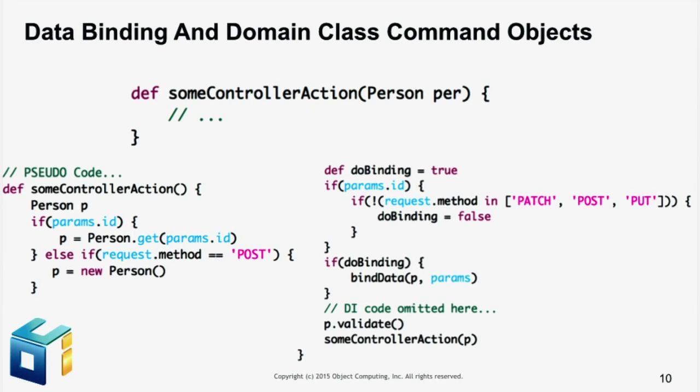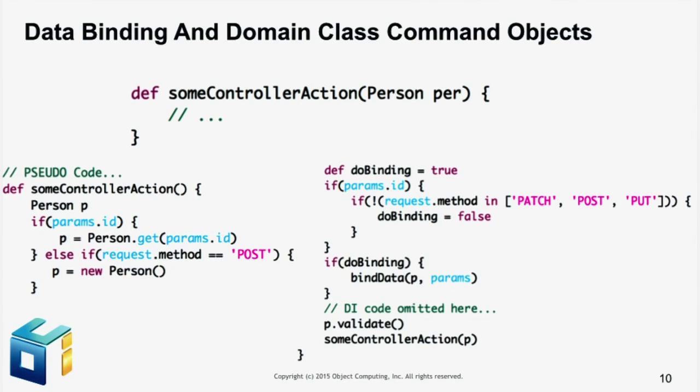So if params.id does exist, then we'll check to see if this is a patch, post, or put request. And if it is a patch, post, or put request, then we're going to turn off, is that right? Oh, there's a not in front of that. If it's not a patch, post, or put request, then we're going to turn off data binding. So even if this controller action is accessible via a get, for example, you can't send a get request to this controller action and put some request parameters out there and sneak some data into the system through the built-in data binding system. Data binding is going to be turned off for this domain class unless the request is a patch, post, or put request.